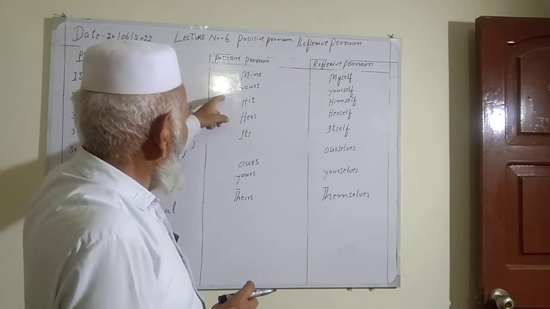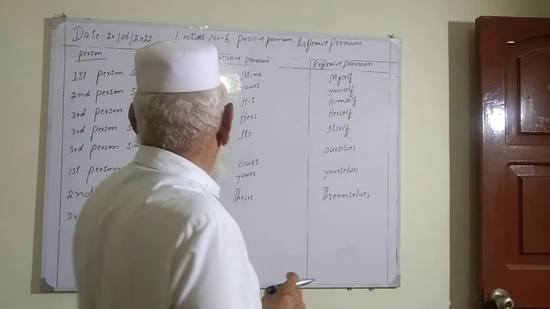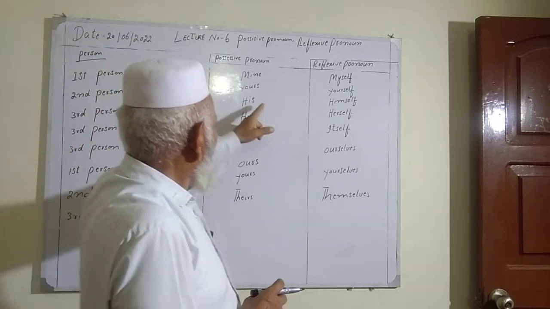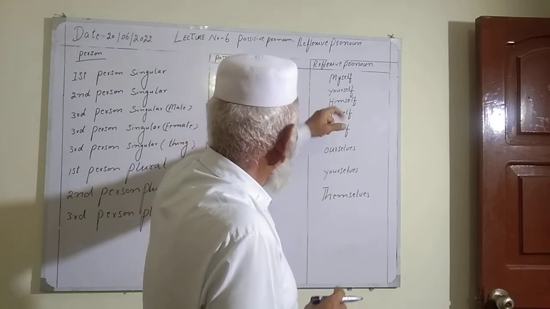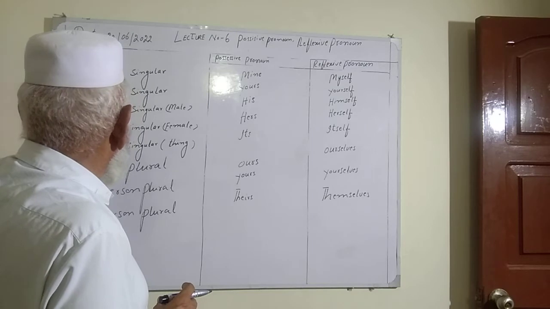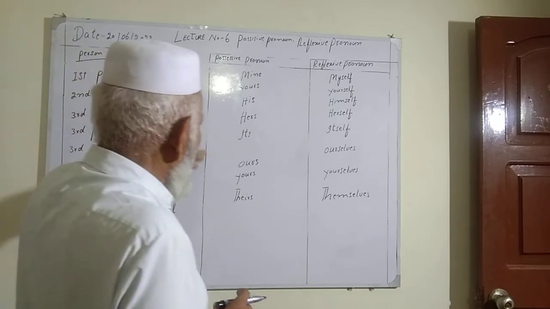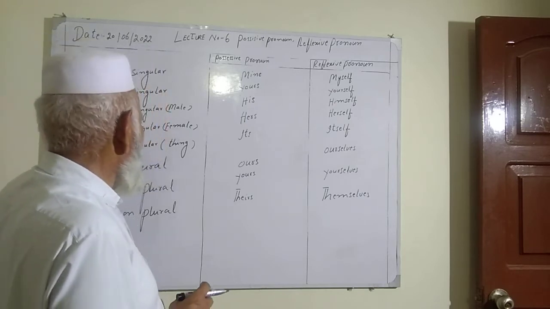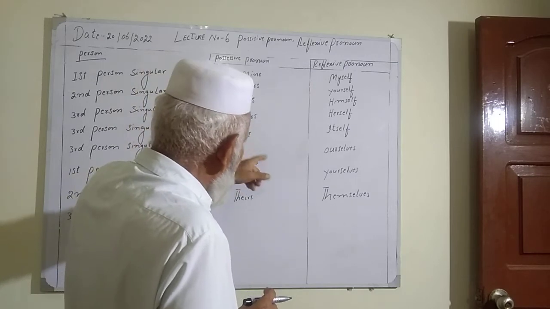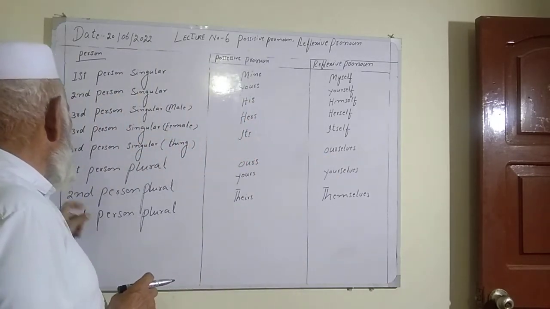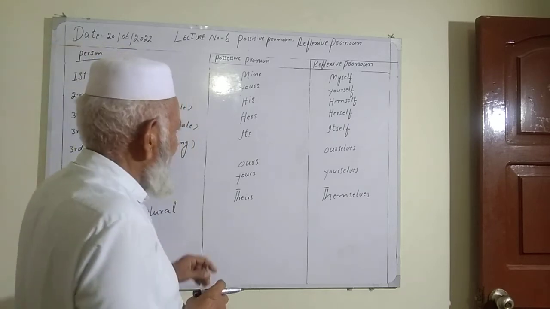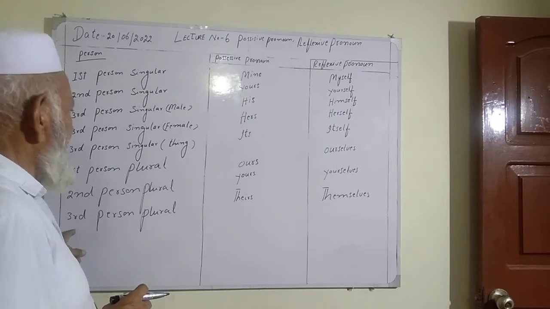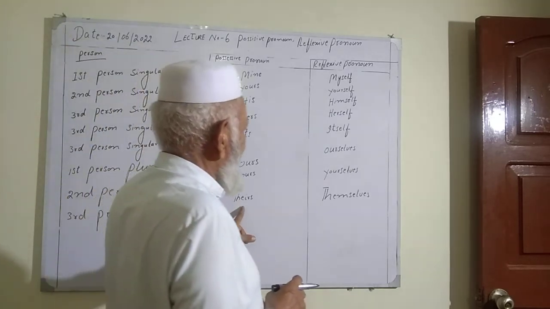You cut your hair yourself. He cuts his hair himself. She cuts her hair herself. And we cut our hair ourselves. And you cut your hair yourselves. And they cut their hair themselves.